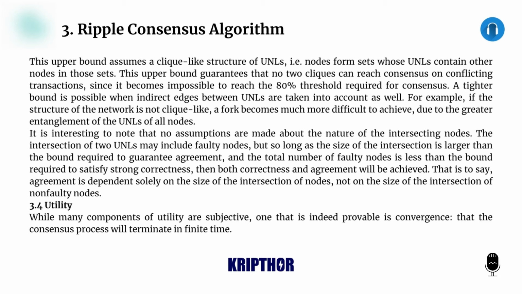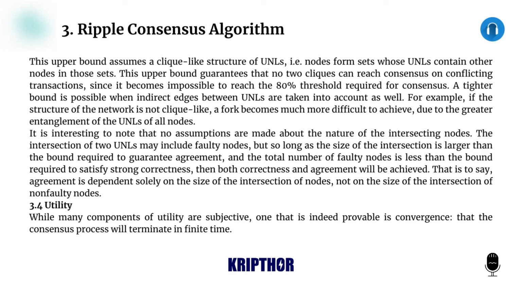Nodes form sets whose UNLs contain other nodes in those sets. This upper bound guarantees that no two cliques can reach consensus on conflicting transactions, since it becomes impossible to reach the 80% threshold required for consensus. A tighter bound is possible when indirect edges between UNLs are taken into account as well.